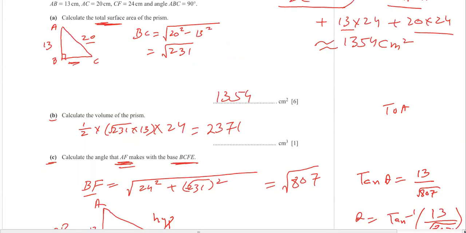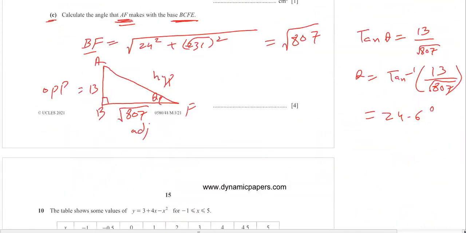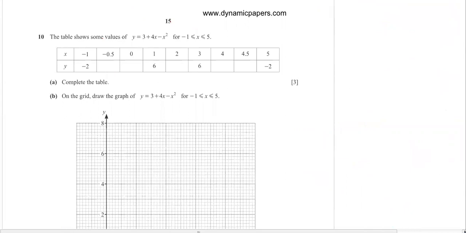In any 3D question, when it asks for the angle between the base and any diagonal, first you will find the diagonal of the base. Once you find the diagonal of the base, then you can find the angle using the right triangle. So that is 24.6 here. Make sure you understood.